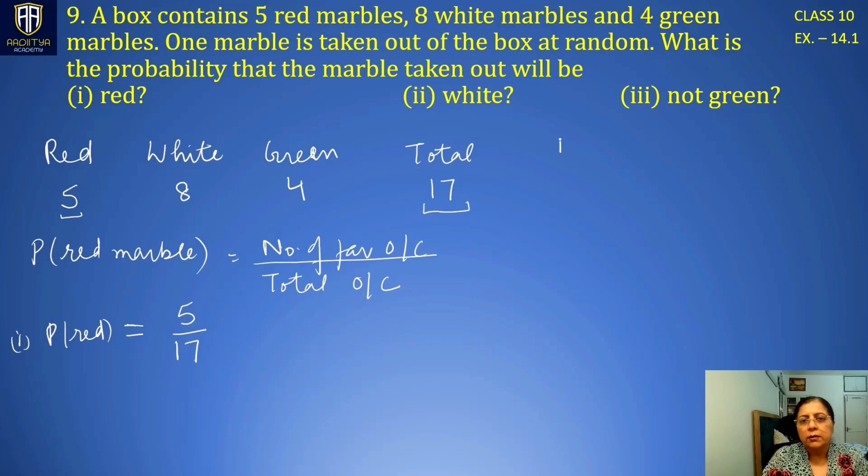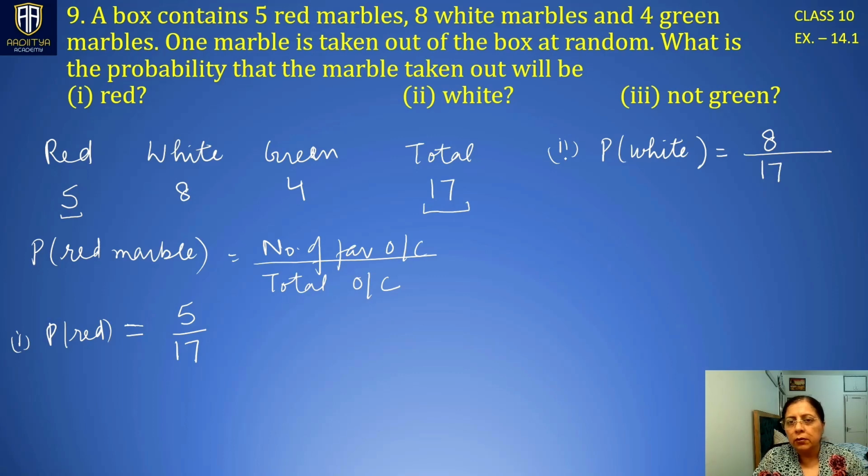Now, the second part says, what is the probability of getting a white marble? Probability of getting a white marble. So here we have to keep number of favorable outcomes, that is number of white marbles, at the top. That is, we have 8 white marbles and total are 17. So the probability of white marbles becomes 8 by 17.